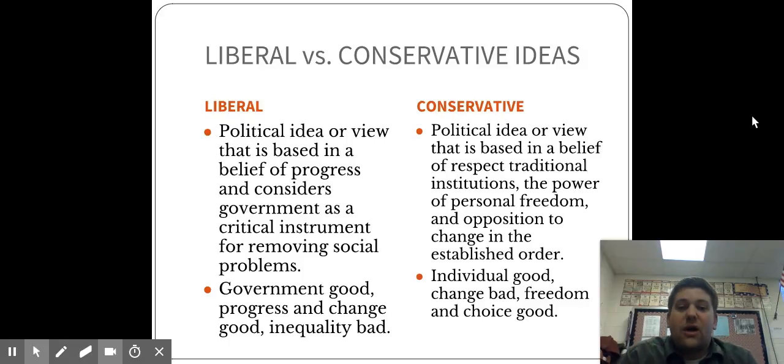They also believe in the power of personal freedom, that people's individual freedoms and liberties should be above the power of the government. And they're a little bit more opposed to change in how we do things, right? Because they like that traditionalism that we have here in America. Basically, conservatives would say, look, the individual is good, and their needs are more important than the needs of the government, right?